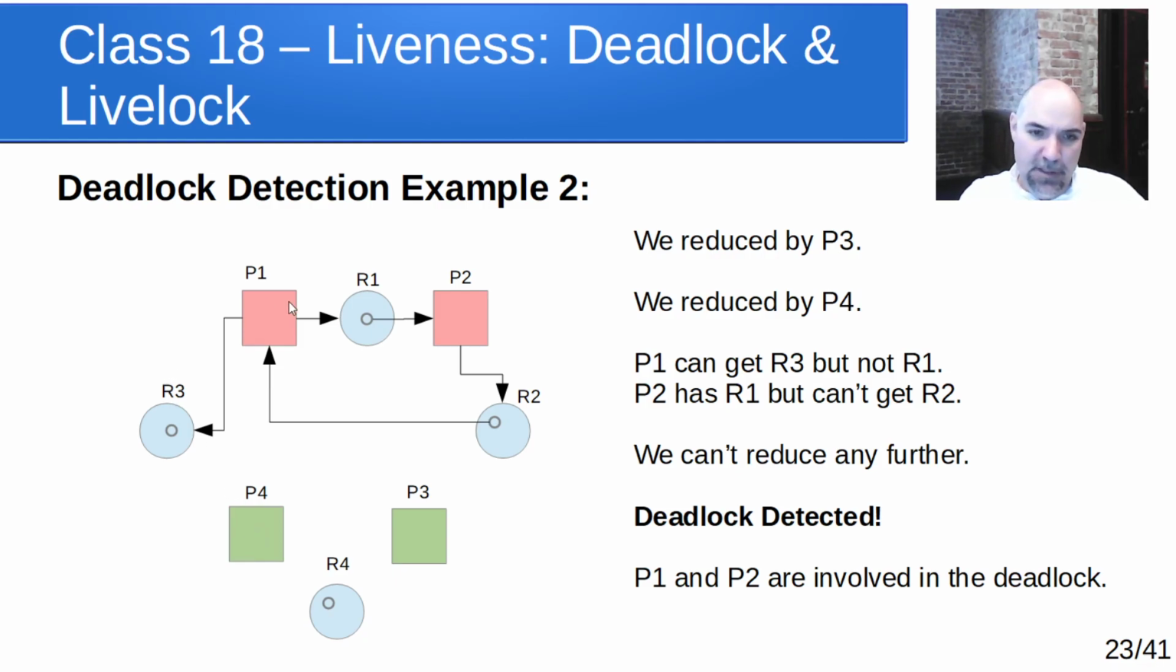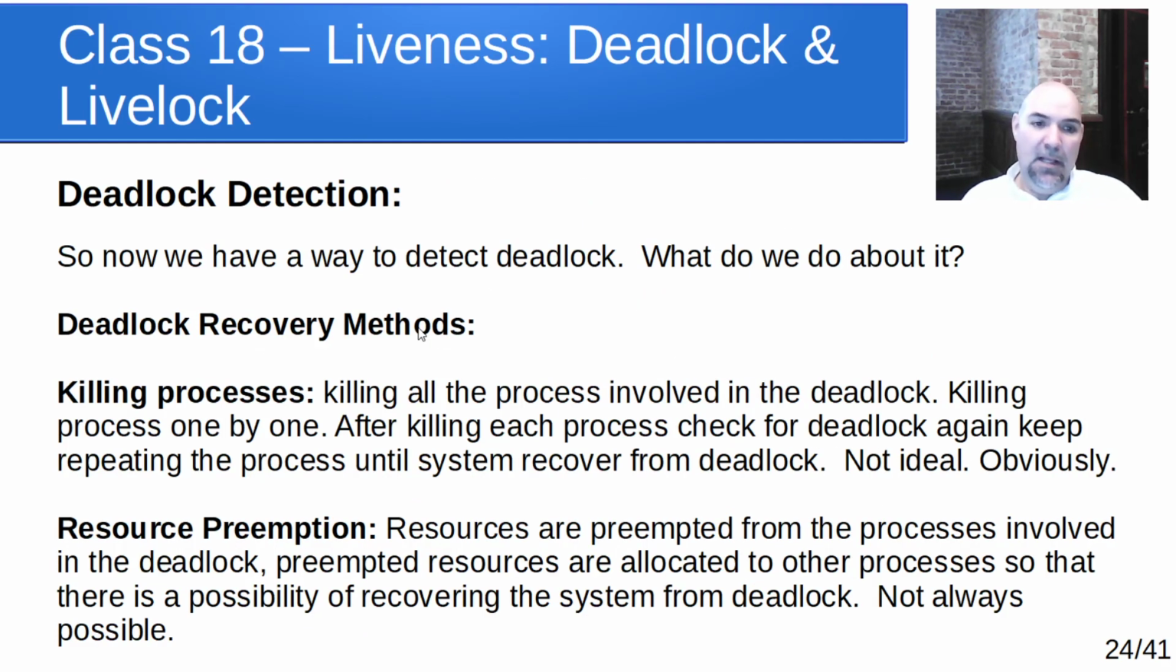But now we're up to these ones. P1 could get R3, but it can't get R1 because that's being held by P2. And P2 can't get R2 that it wants because that's being held. So I can't reduce any of these. Neither of these processes can get everything they need to complete. So now we've detected deadlock, and we know of those 4 processes, P1 and P2 are the ones that are deadlocked. Those are the ones causing the problem. So now we have a way to detect deadlock by using that.